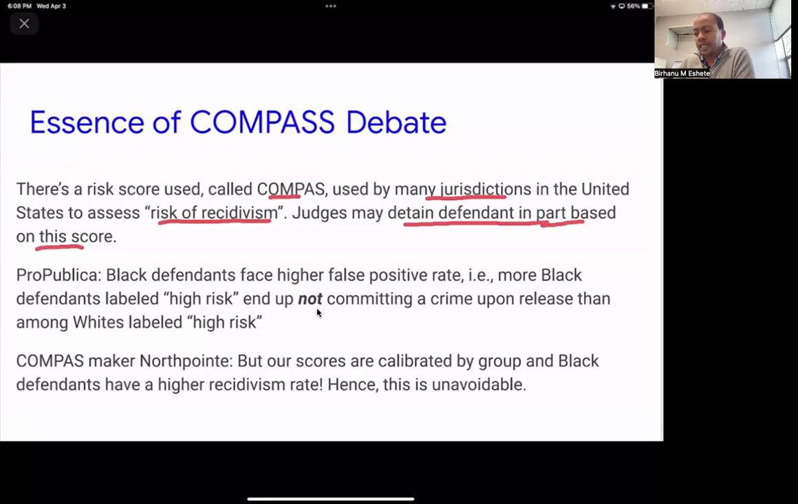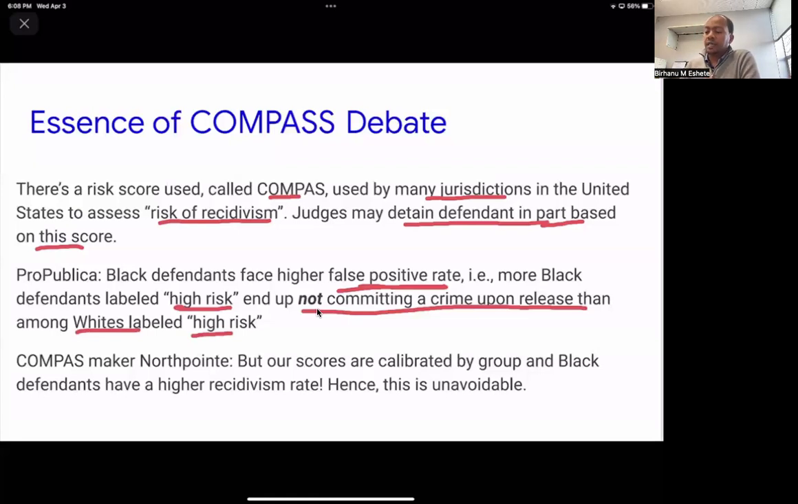So according to ProPublica, the investigative team that looked into COMPAS found that Black defendants face higher false positive rates. So speaking of false positive rates, it means more Black defendants labeled high risk end up not committing crime upon release than their white counterparts, who were equally or more or less equally rated high risk, right?